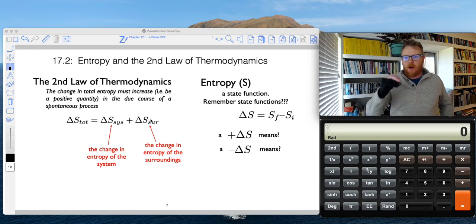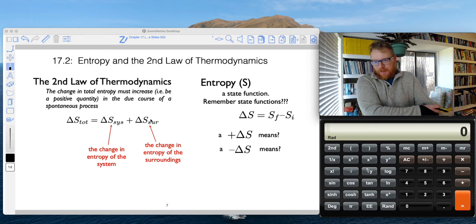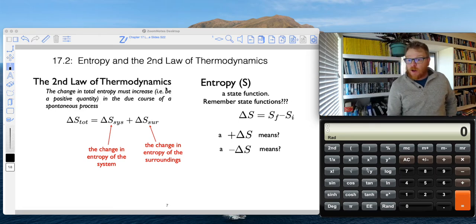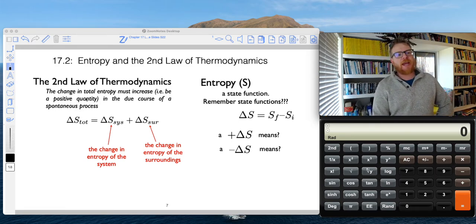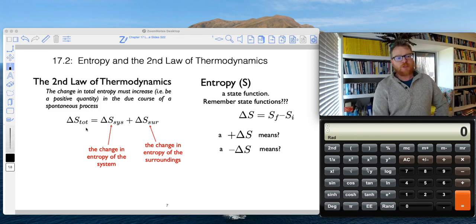Okay, we are now ready to talk about the second law of thermodynamics. So the second law of thermodynamics says the change in total entropy must increase in the due course of a spontaneous process. So first of all, what do we mean by this total?